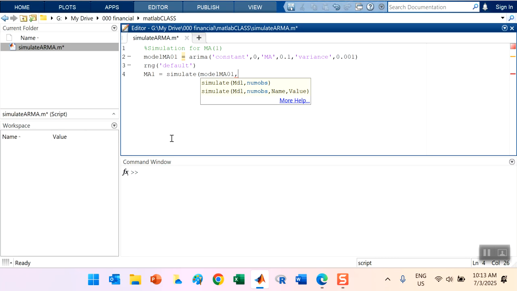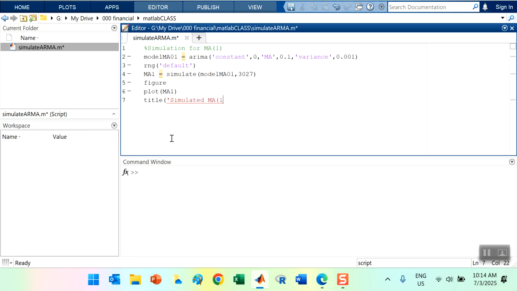In the previous data analysis, the NYSE consisted of 3027 observations for returns. Okay, so these are the returns we're going to simulate. So we have 3027 observations. Then we're going to plot the graph. So just plot the MA1, and let's put the title Simulated MA1.